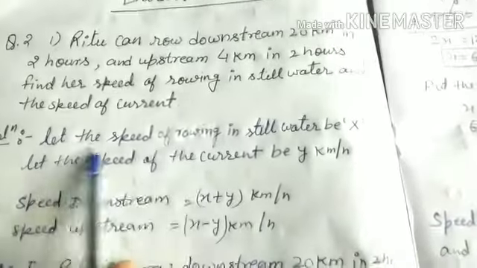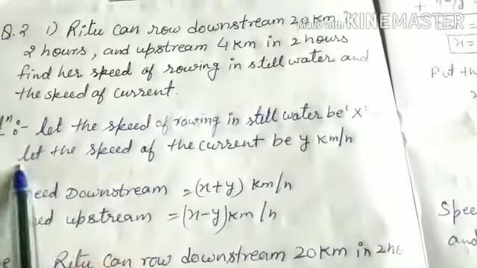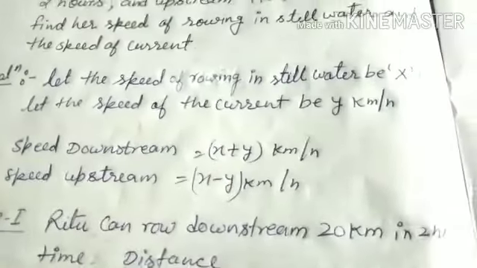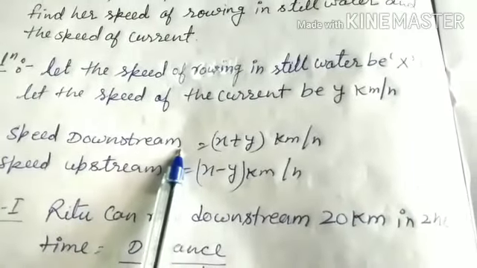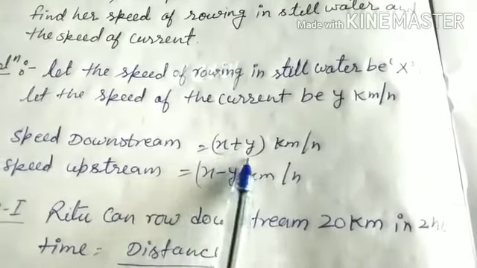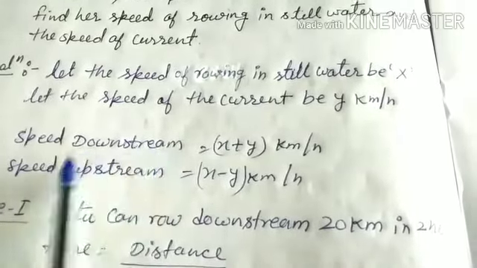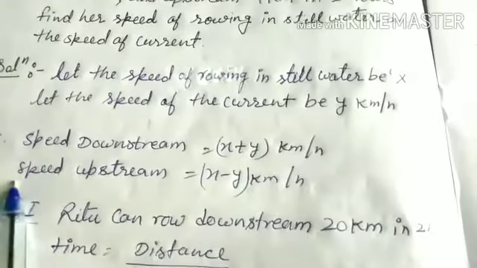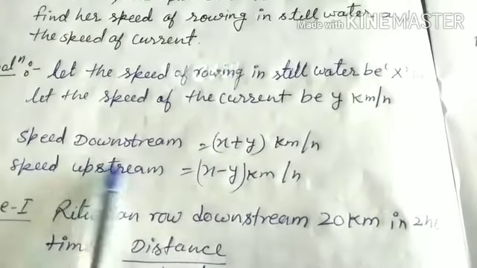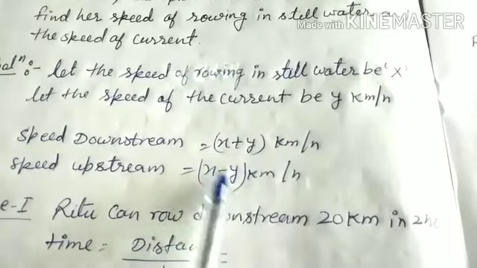Now first of all, let the speed of rowing in still water be x kilometer per hour and the speed of the current be y kilometer per hour. Now speed downstream: if she is rowing downstream, the speed in still water and the current will be added, because she is going downstream. So x plus y. For upstream, the speed of the current will be in the opposite direction. So the speed upstream is x minus y kilometer per hour.